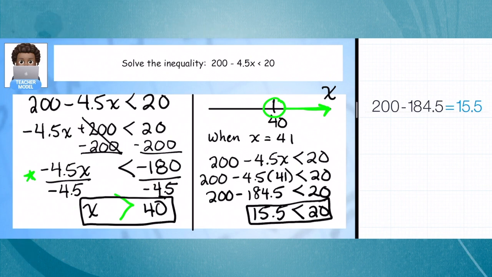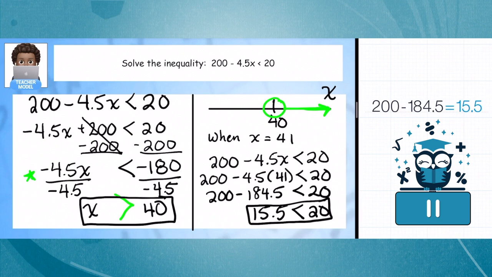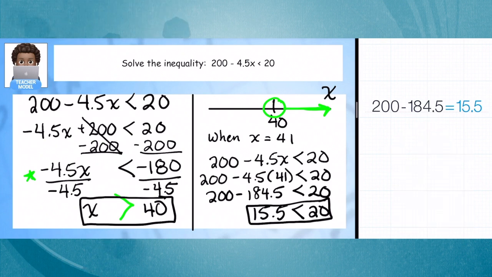Hit pause so you can jot this down in your notes. Again, the big takeaways I want you to see here are the actual steps for solving two-step inequalities are the same as two-step equations. And also putting a huge star over here anytime you divide by a negative. When that happens, you are flipping the sign. When you're checking your work, however, you're using your original inequality. And we're substituting a solution in the original one.